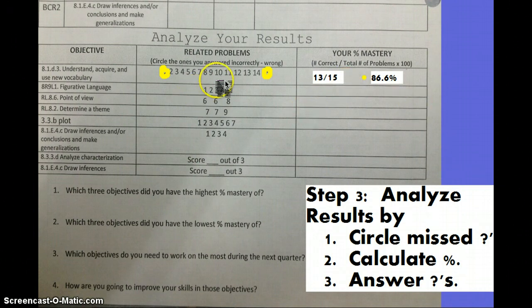So then, once you finish going through all of the skills, then you're going to go and say, which 3 objectives did you have the highest percent mastery of? Which 3 did you have the lowest? Which ones do you need to work on the most? And how are you going to improve your skills? This is a time for you to reflect on what you've been doing in class and how you can improve for quarter 3. If there are any additional questions, now's the time to ask them. If not, please get started.